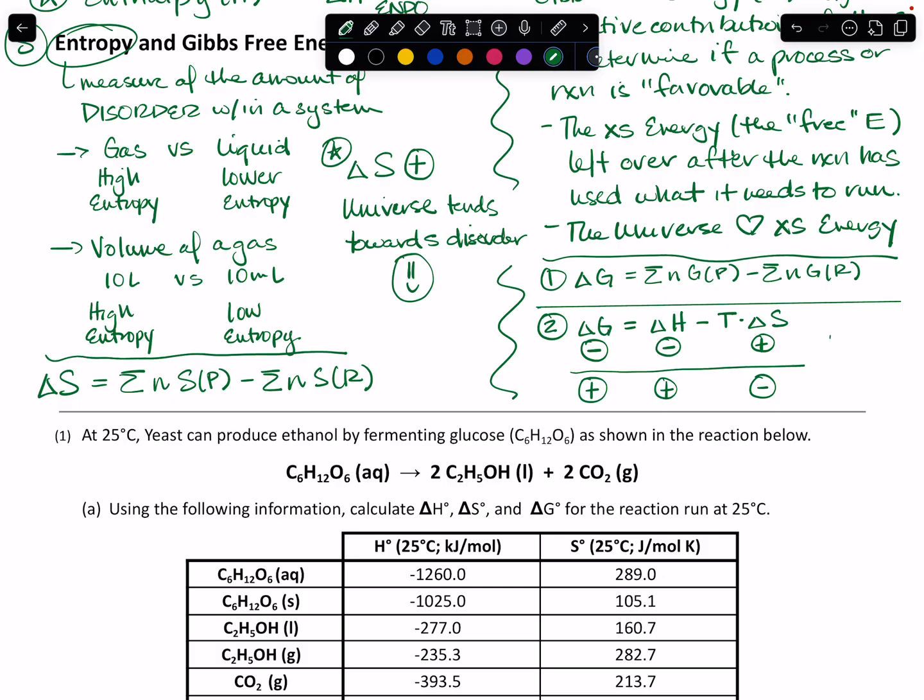All right, so this is our favorable set of signs, and this is our unfavorable. And in between, temperature dependence. All right, but the goal right here, negative delta G. Okay. All right, so we're going to work a couple different problems utilizing our understanding of delta G and entropy.